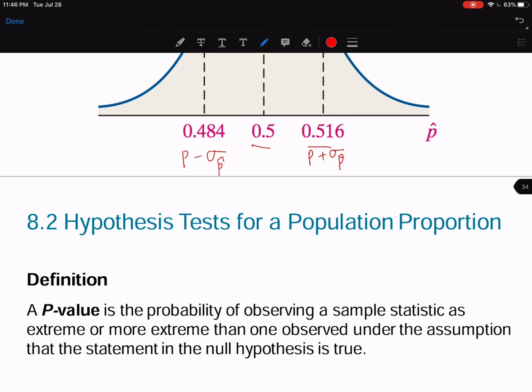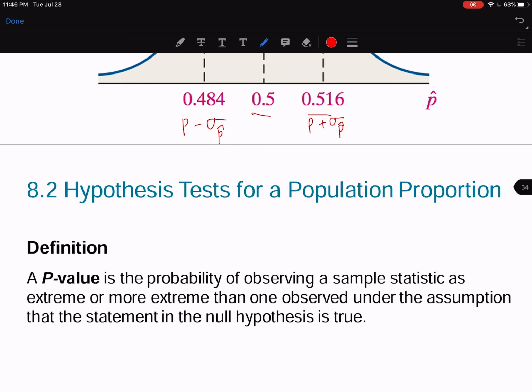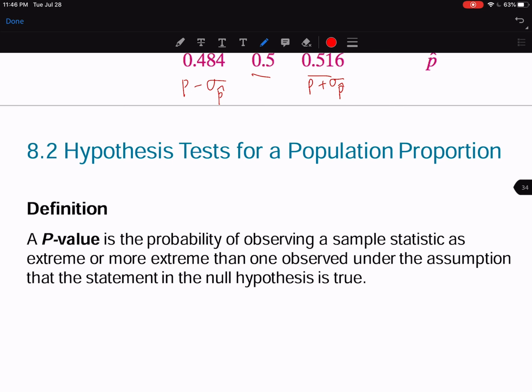Now, before talking about how to conduct the hypothesis testing, I would like to introduce a new definition. It's called a p-value. A p-value is the probability of observing a sample statistic as extreme or more extreme than the one observed, under the assumption that the statement in the null hypothesis is true.